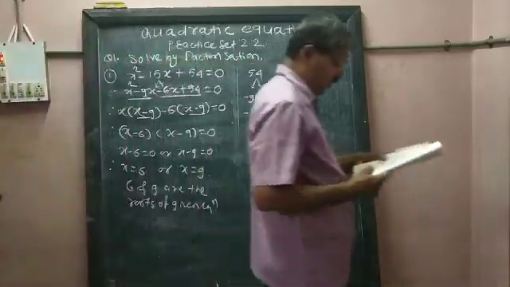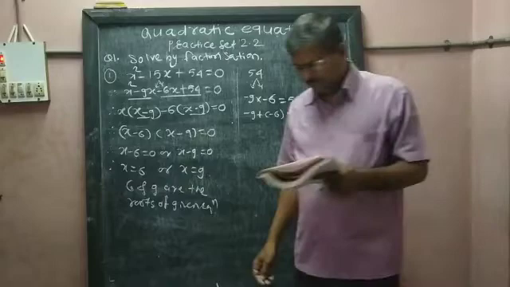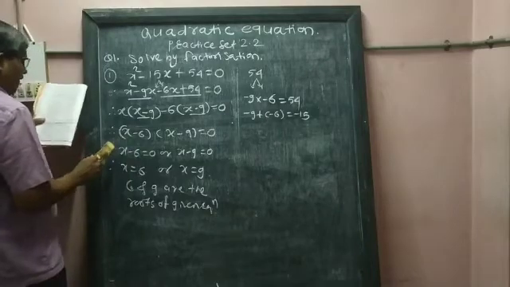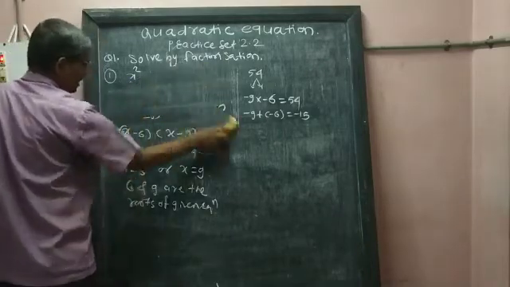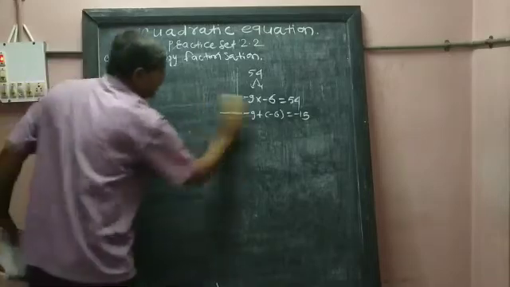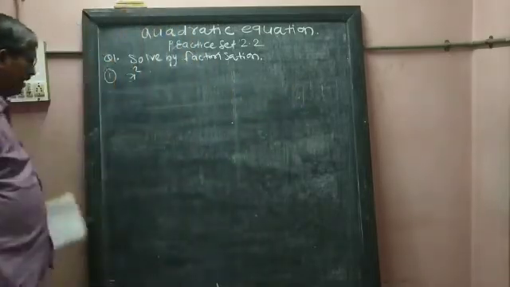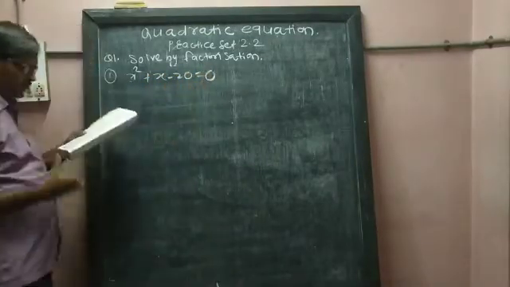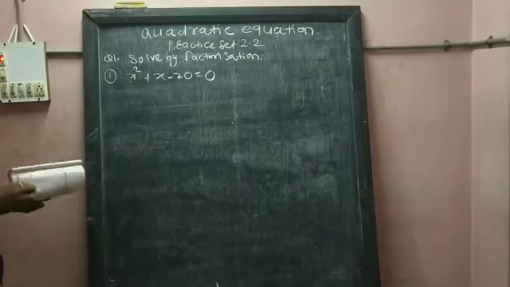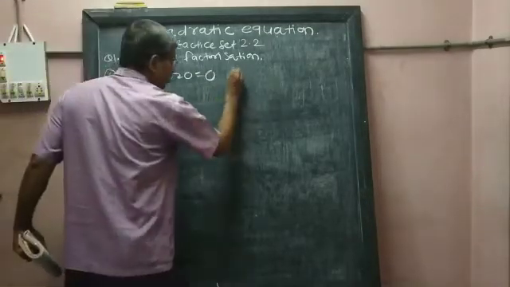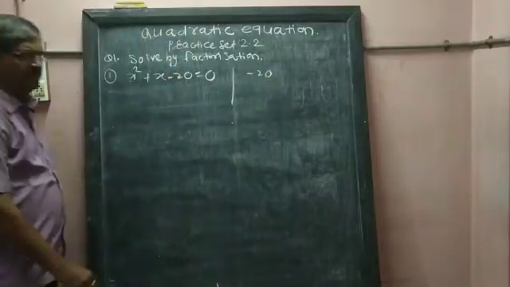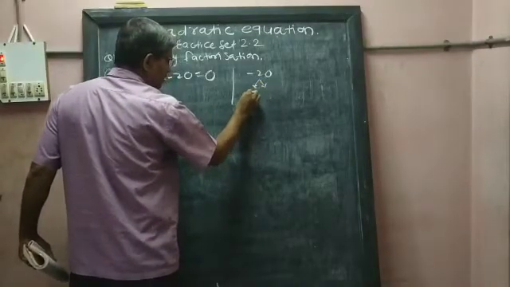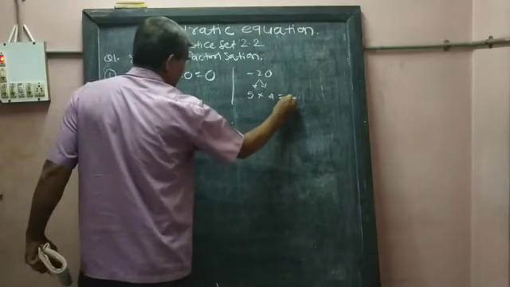If you understood, then we will go to the second question. I will erase this and we will see the second question. Very simple. x square plus x minus 20 is equal to 0. Now here we have to split this constant of minus 20. The product of those two numbers must be equal to minus 20.